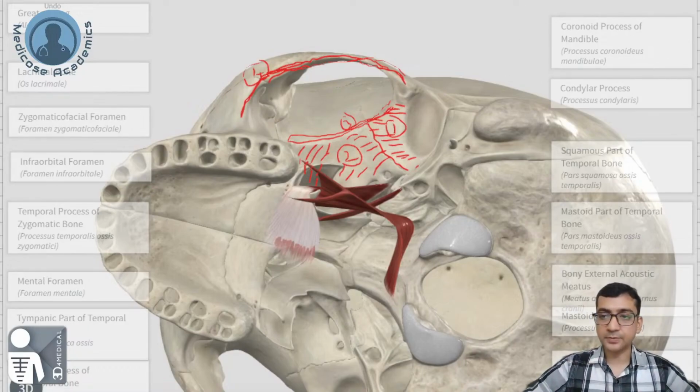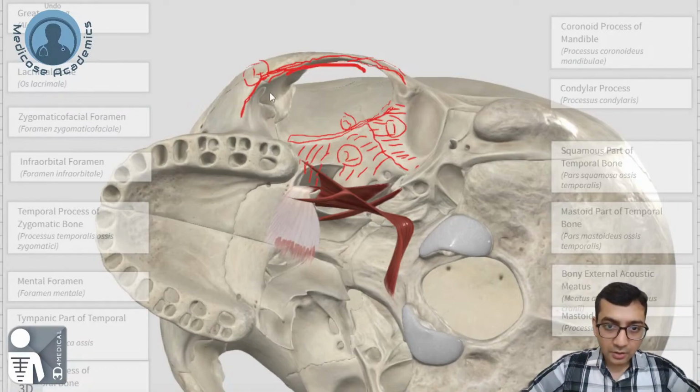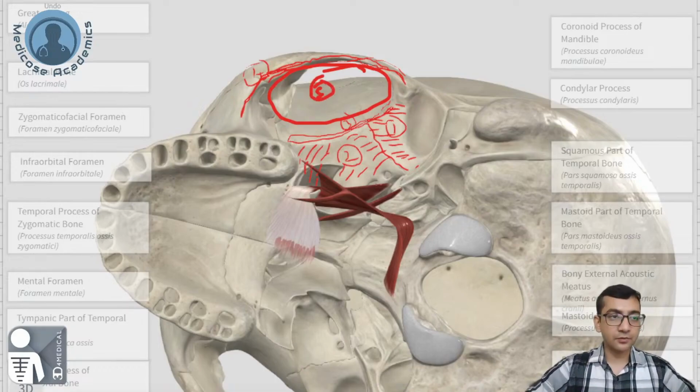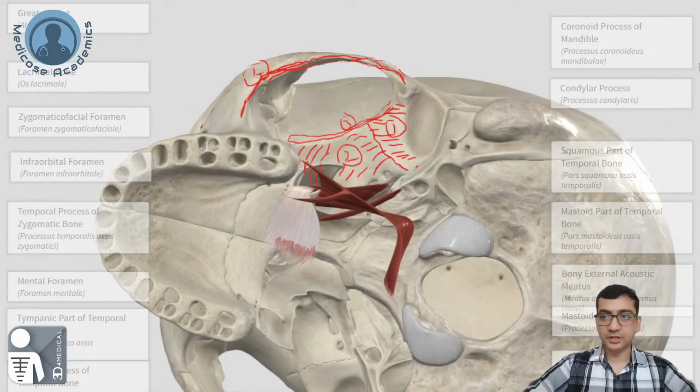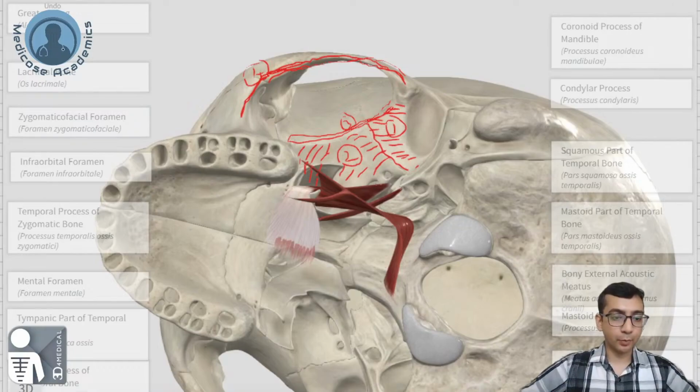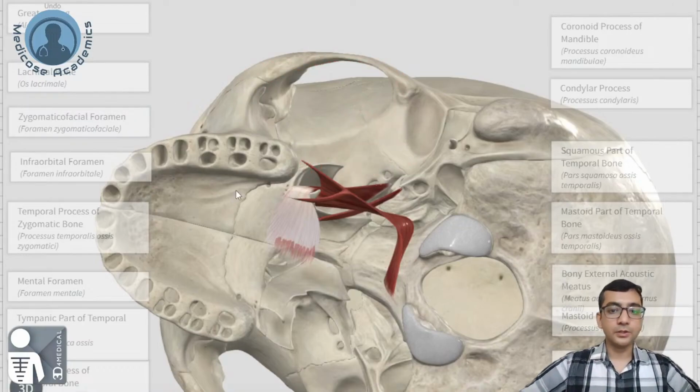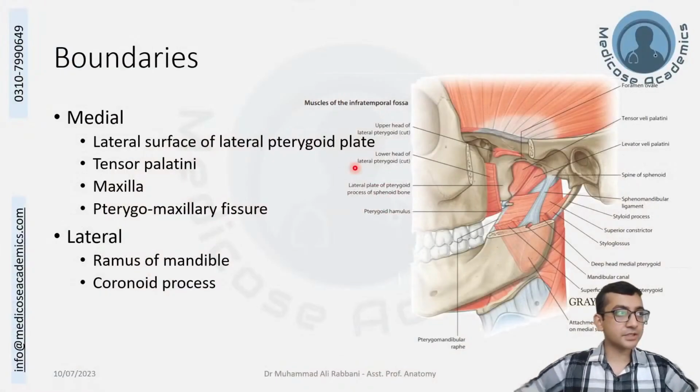This will be the fourth point, zygomatic arch, all the way to here, and the fifth point will be the gap that is present between them. That will be the fifth point. So these are all the structures that are making the roof of the infratemporal fossa. Almost the same structures that were making the floor of the temporal fossa. So this is about the infratemporal fossa boundaries. Let's get back to the presentation.